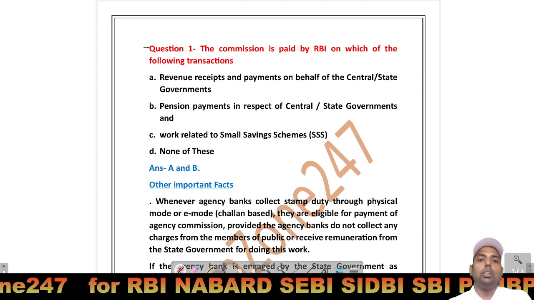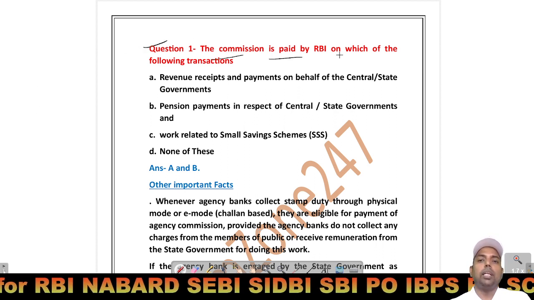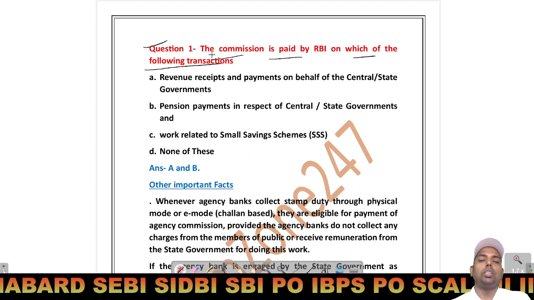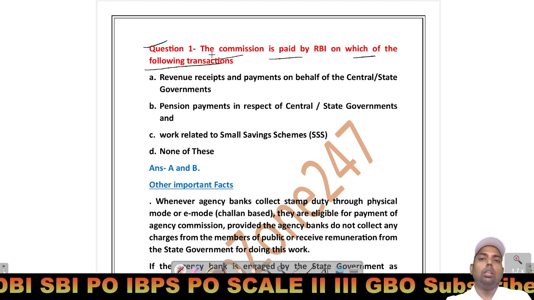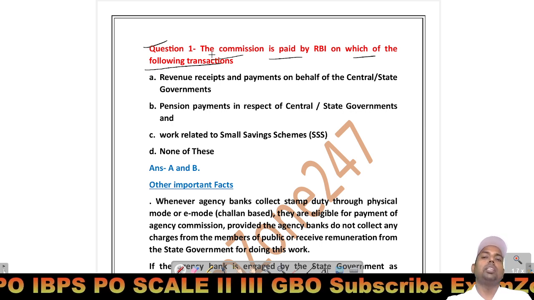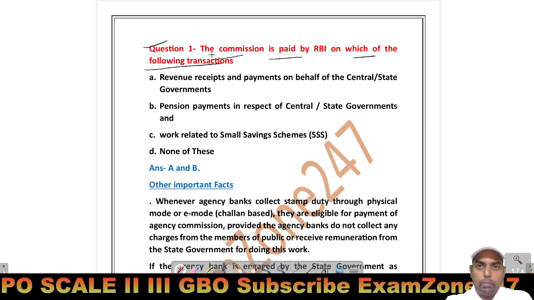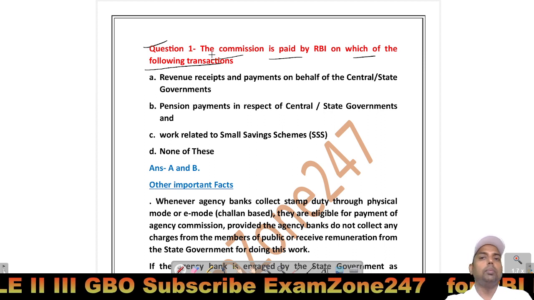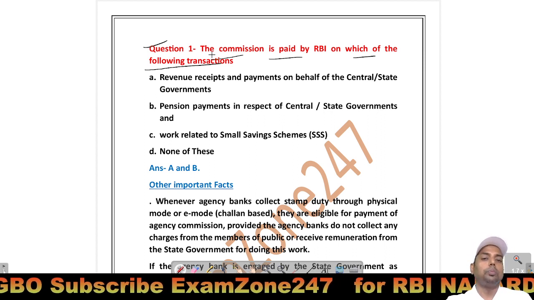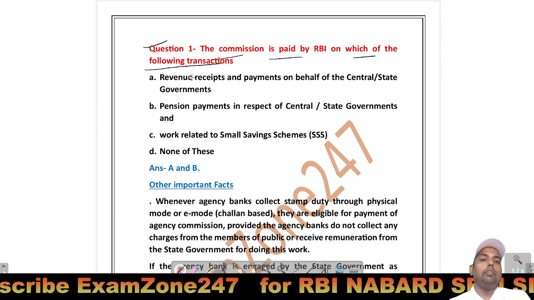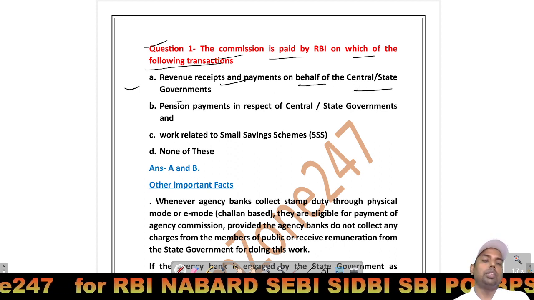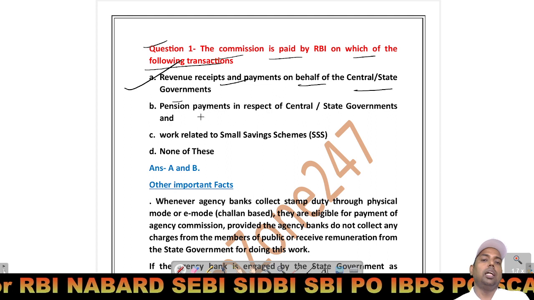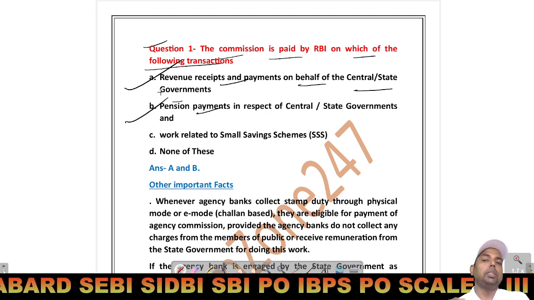Question number 1: commission is paid by RBI on which of the following transactions? You must know that the commission is paid on government transactions. Government transactions may be related to the central government or the state government also. Revenue receipts on behalf of central and state government are also part of commission, and pension payment as well.